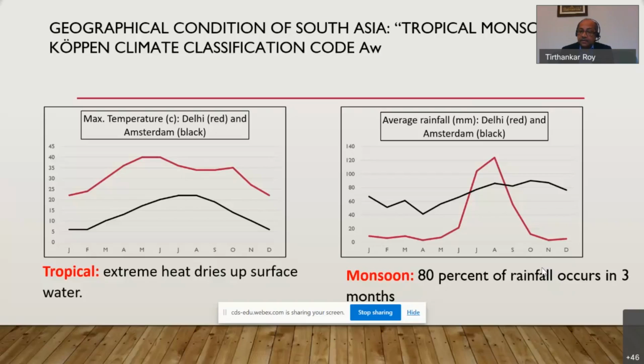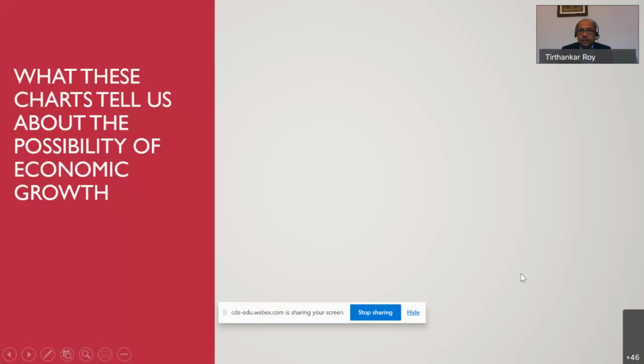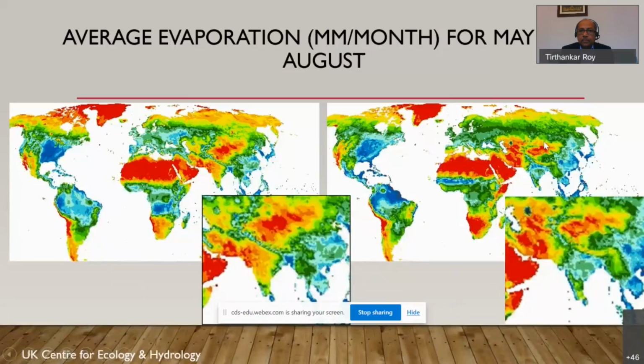So what you have here is a sense of, okay, let me use the world average evaporation map, in millimeters per month, for 2 months in a year, May and August. May is very hot and August is the middle of monsoon or just post-monsoon. What you observe illustrates how skewed the rainfall can be and what kind of difference it makes.